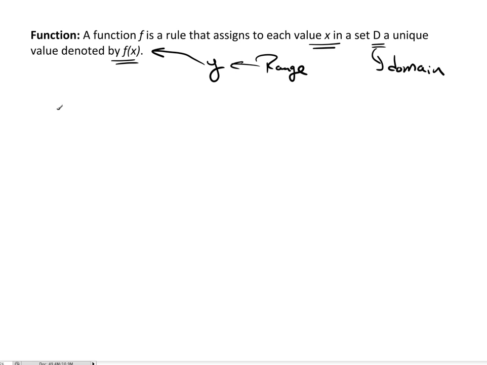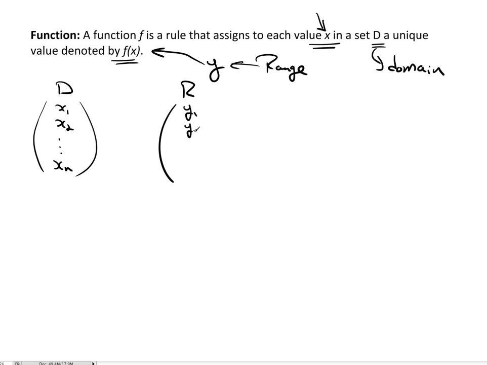Okay, so let's draw a quick picture here and see if it'll help out a little bit. So we have the domain, and this domain is going to have a bunch of x values using this notation, like x1, x2, and so on out to xn. And over here is the range, which would be y1, y2, out to yk. I use n and k because these don't have to have the same number of values in them.